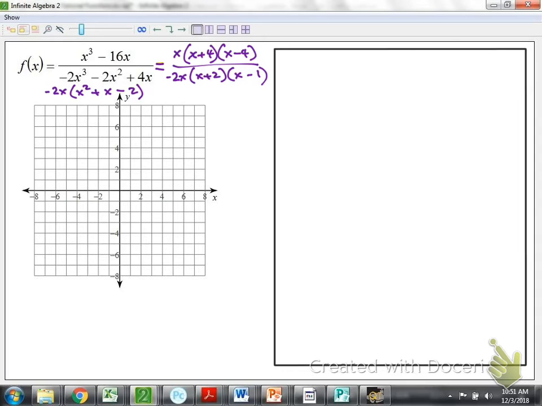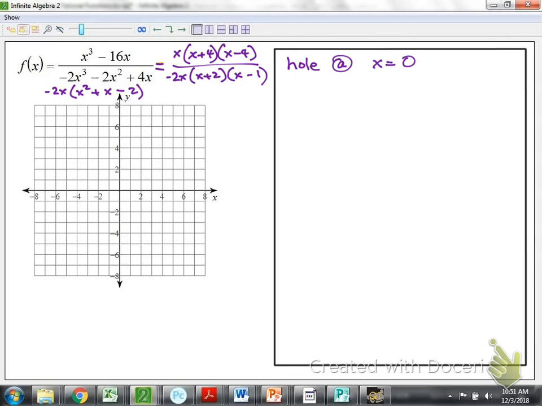Does this graph have any holes in it? No. There's no values that make the numerator and denominator equal to 0? X equals 0, right? Because you see that factor? We see we've got an x in the numerator and denominator, there and there. Right? So there's a hole at x equals 0. Function is broken there.